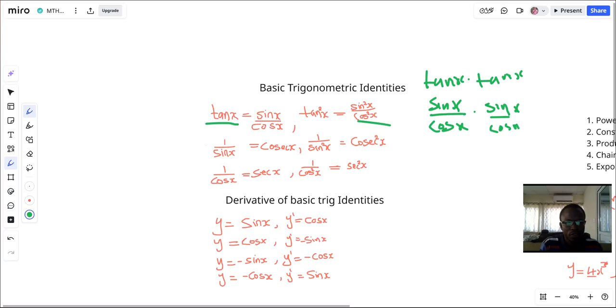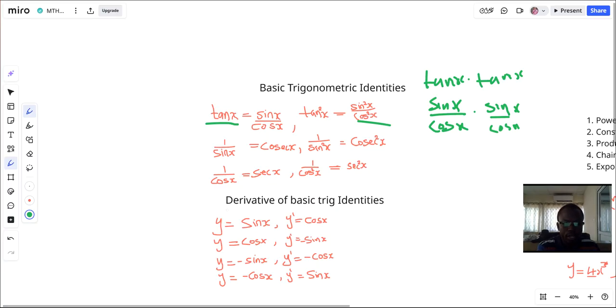So these are the three basic trigonometry identities we are going to be using throughout this course. These are the three trigonometric identities we are going to be using throughout this course, I believe.